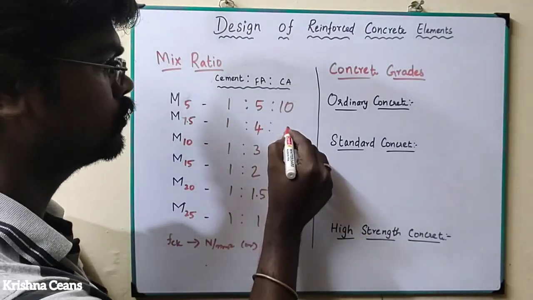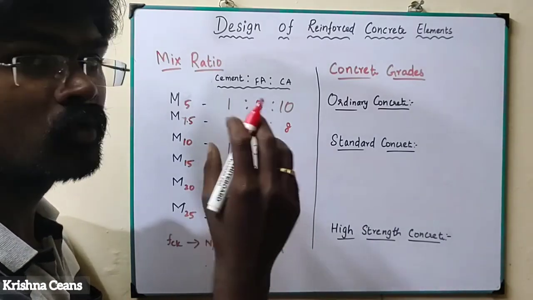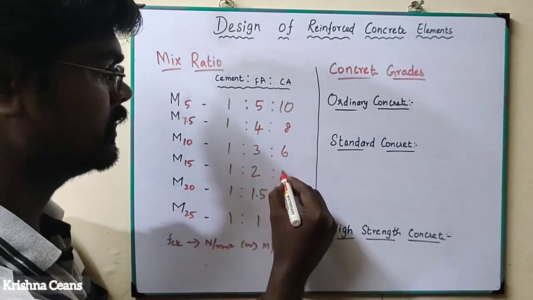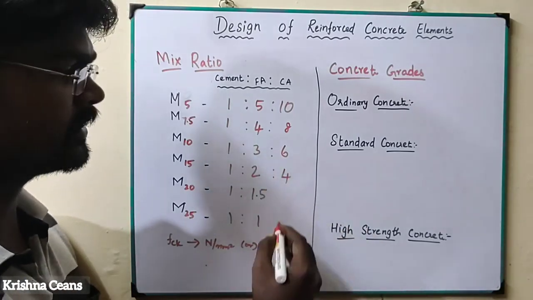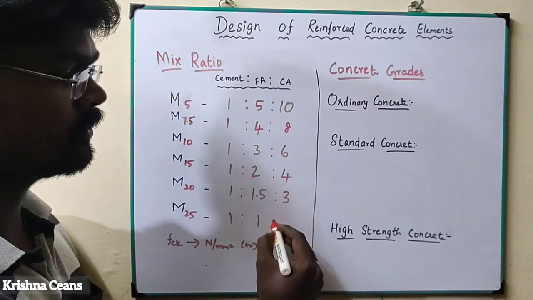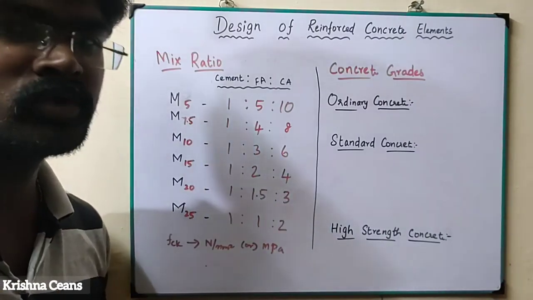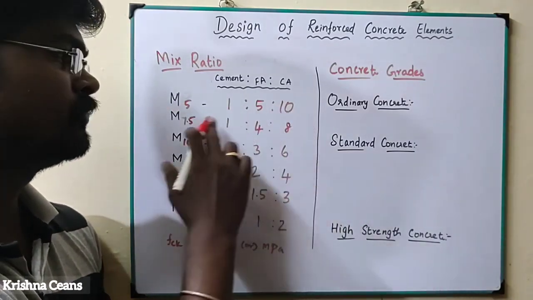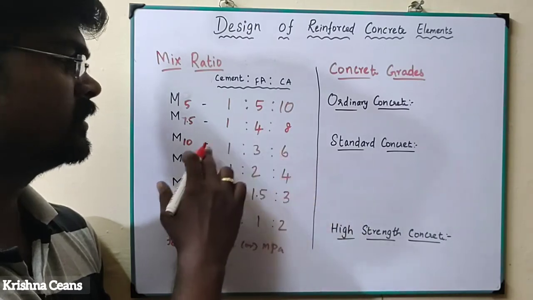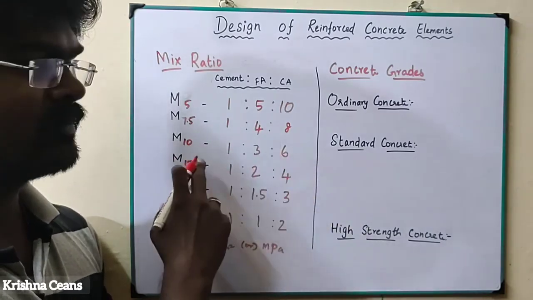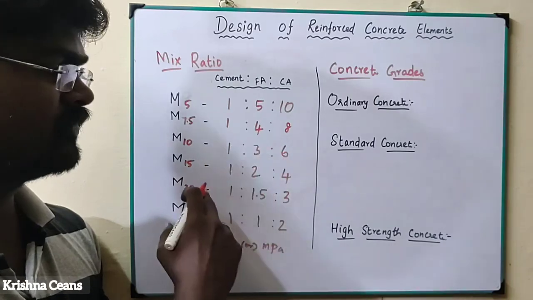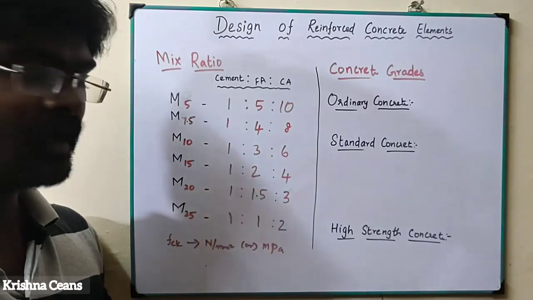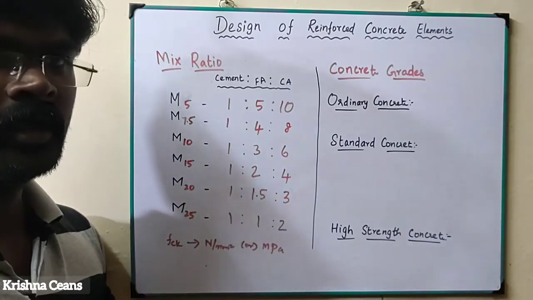Here it is 4, so into 2 is 8 parts of coarse aggregate. Here 6 parts of coarse aggregate, here 4 parts, then here 3 parts, here 2 parts. So we can easily remember it. Keep it in mind: M5 is 1:5:10, M7.5 is 1:4:8, M10 is 1:3:6, M15 is 1:2:4, M20 is 1:1.5:3, M25 is 1:1:2. For the remaining grades of concrete, we will design the mix.